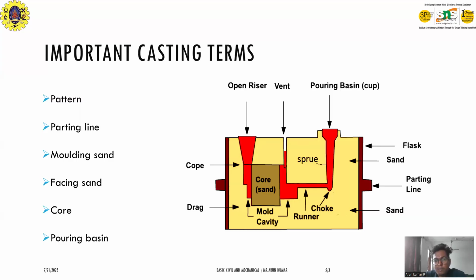Okay, so what is the purpose of the vent? The main purpose of the vent is to remove the air bubbles in the patterns. Then we have to make the pattern. The pattern will be there in an upper mold and a lower mold, that is the cope and drag.